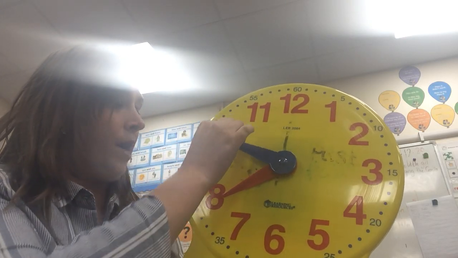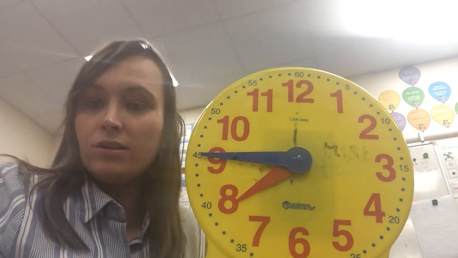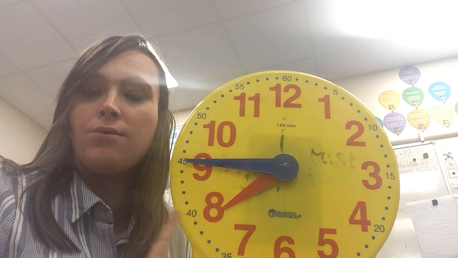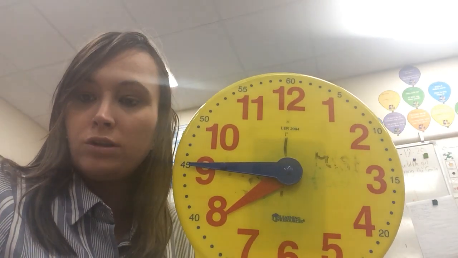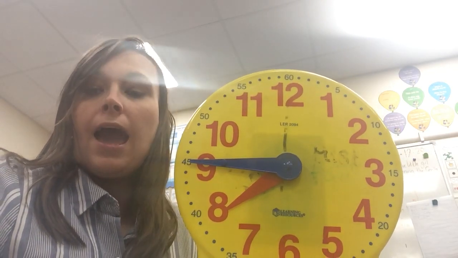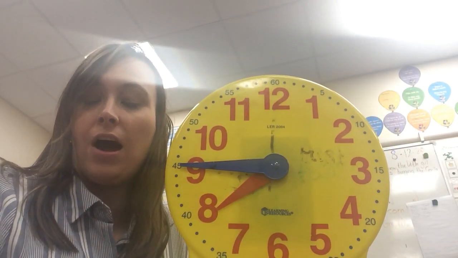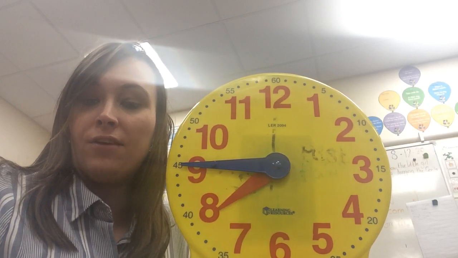Now, let's have a look what happens when the minute hand's on the 9. And hopefully, we've been doing lots and lots of work over the last few days looking at these times. So we should all know that this reads quarter to 8. And the reason it says quarter to 8 is because the minute hand is on the 9 and the hour hand is on the 8.